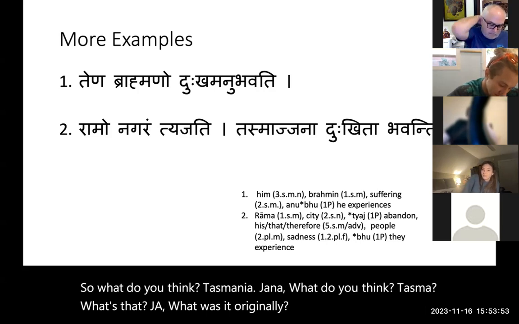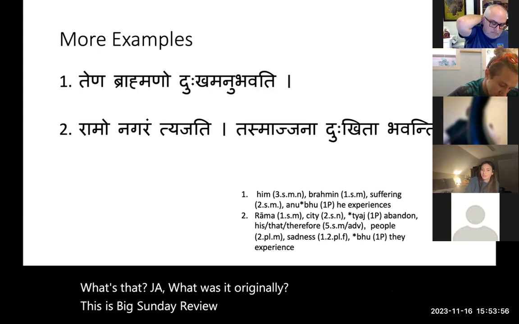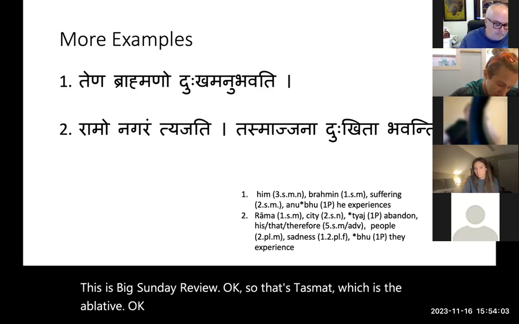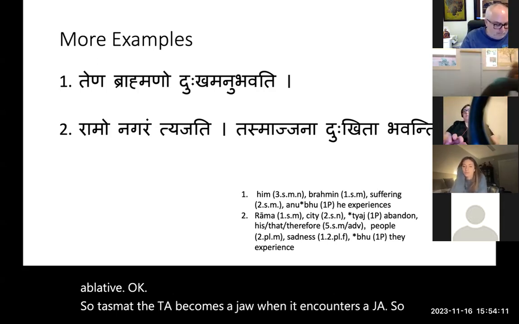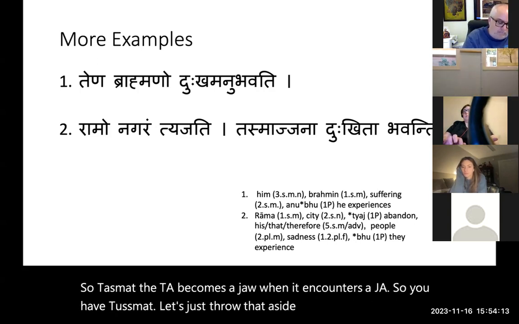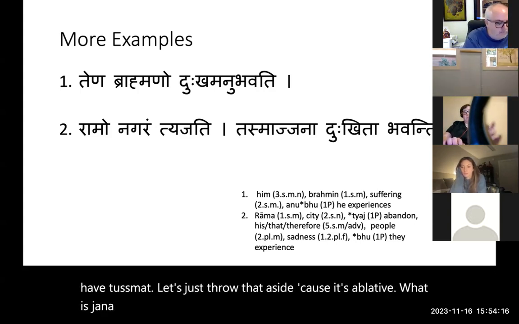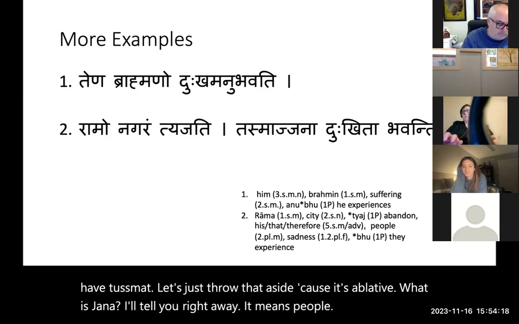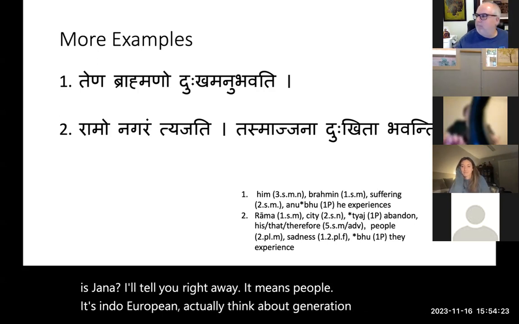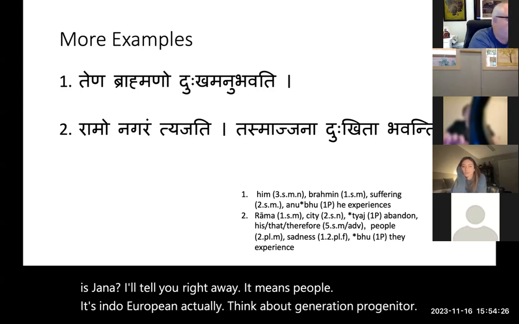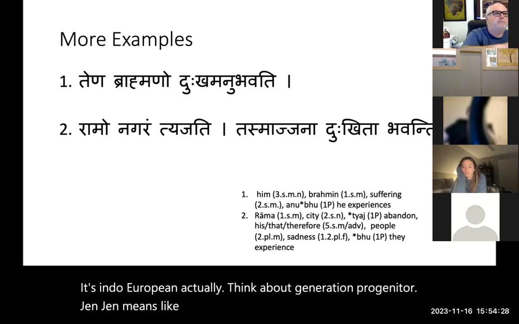I don't know. This is big Sunday review. Okay. So that's tasmat, which is the ablative. So tasmat, the ta becomes a ja when it encounters a ja. So you have tasmat. Let's just throw that aside because it's ablative. What is jana? I'll tell you right away. It means people. It's Indo-European, actually. Think about generation, progenitor. Gen means like people, persons.